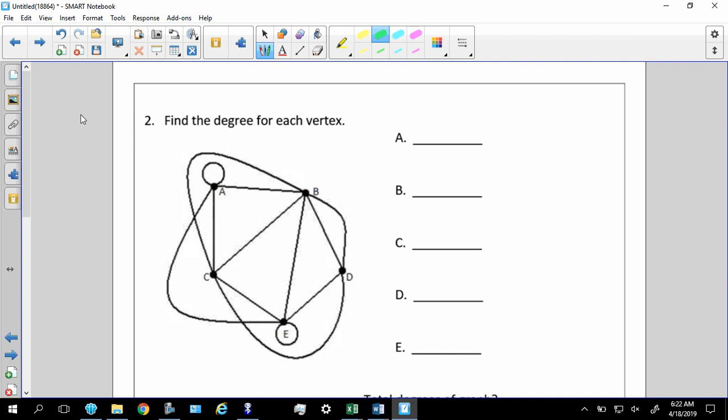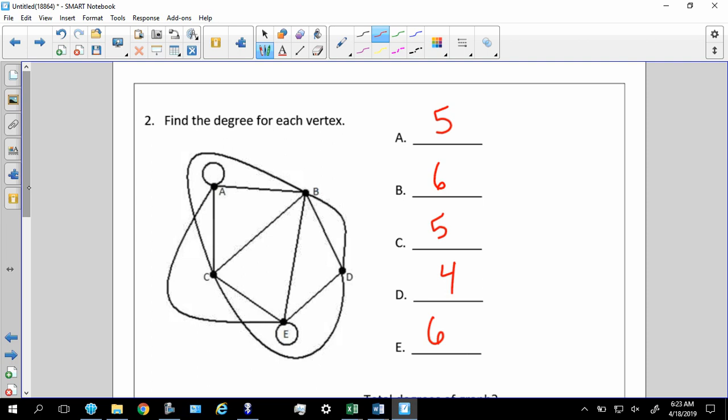All right, next we'll find the degree of each vertex. At this point, this should be relatively easy for you. A has a degree of 1, 2, 3, 4, 5. It has 5: 5 edges, and that loop counts as 2. B has 1, 2, 3, 4, 5, 6. C has 1, 2, 3, 4, 5. D has 1, 2, 3, 4. For E, 1, 2, 3, 4, 5, 6. That should be easy.